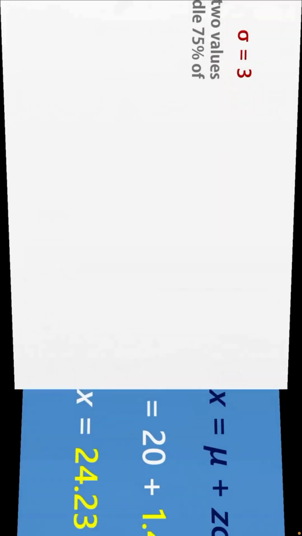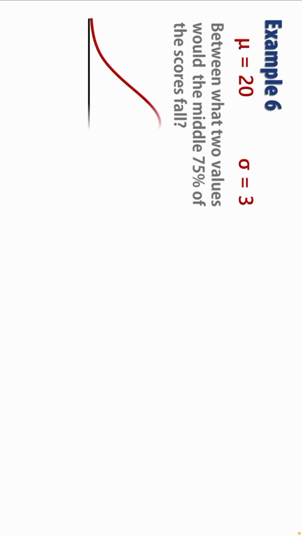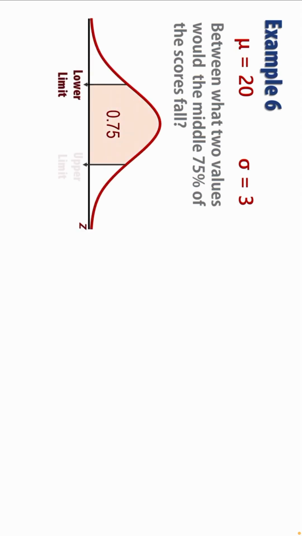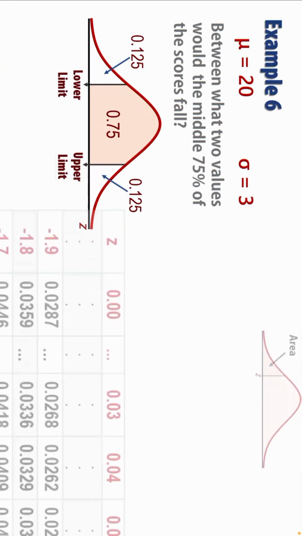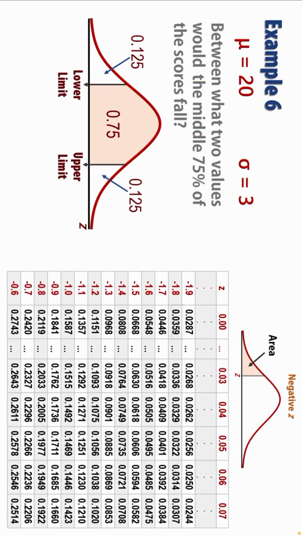Let's look at one more example. Here we want to find two values, a lower limit and an upper limit, that will be boundaries for the middle 75% of the scores. With 0.75 in the middle, we have 0.25 divided equally into the tails, that is 0.125 in each tail. For the lower limit, we go to the negative section of the tables and search for the closest to 0.125. The closest we find here is 0.1251, which corresponds to a z score of negative 1.15.